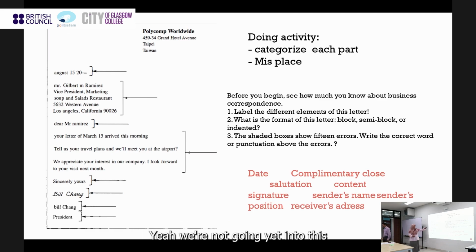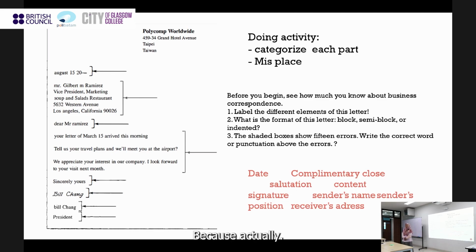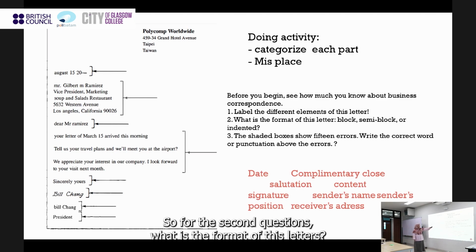We have not gone into the second and the third yet. The third question, you've answered it. So the boxes showed 15 errors. There are many errors here. As you said just now, it should be with capital letters, such as the month, and also the names of persons, and the salutation should also be in capital letters. Well done.